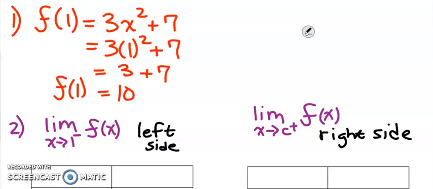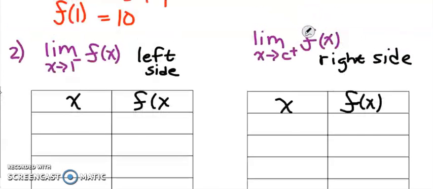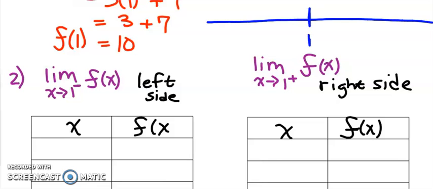Now, before we move into in-depth stuff, we have to figure out what's going on with our x values, because we have to fill in our table here. So we're going to do x here and f of x here. Before we try to figure out what's going on in the table, I need to fix this part right here, because it is 1 with that plus sign, which means from the right side. So let's look at our number line really quick. We know 1 would be right there.